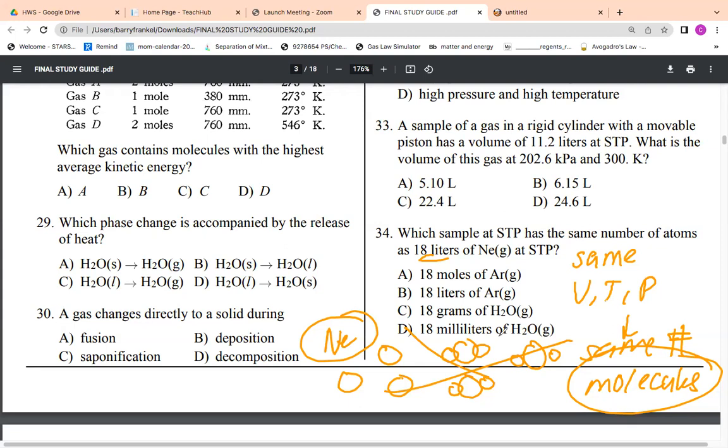So all you have to do is match up, and make sure that if it's a molecules question, that matches. Sometimes they ask, is it the same number of atoms or the same number of molecules? Go with molecules. So we just want to match up our unit. We're just looking for something that says 18 liters. So there we go. That's it. Just match that up. Make sure your units match. All righty. Okay. Moving forward.